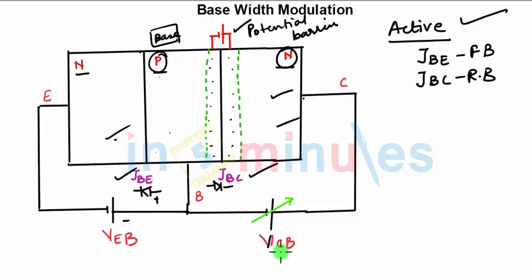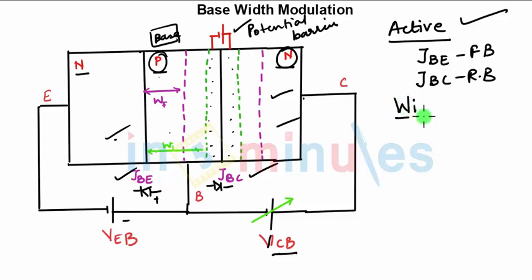Now as you increase the collector to base voltage, you are reverse biasing the PN junction more. So what will happen because of this? See here, WI is the initial width of the depletion region when VCB was less. Now when you increase the VCB value, the depletion region width will increase and it will penetrate more into the base. When it penetrates more into the base, the width of the base decreases.